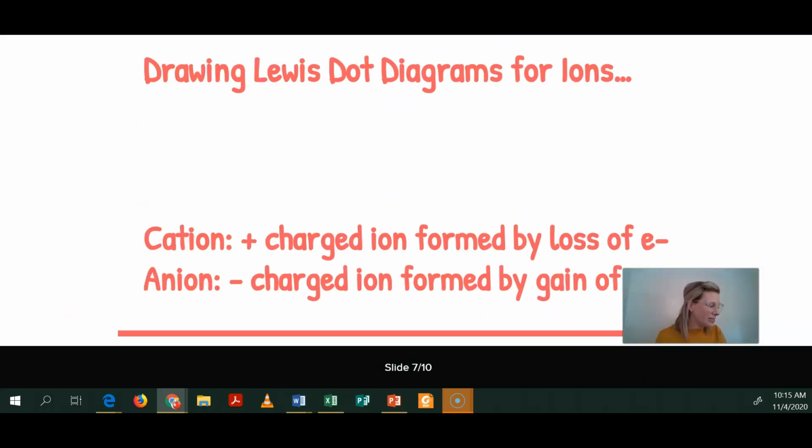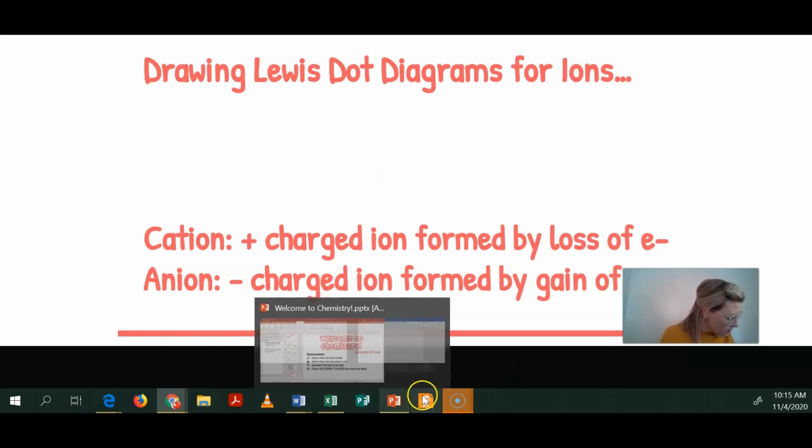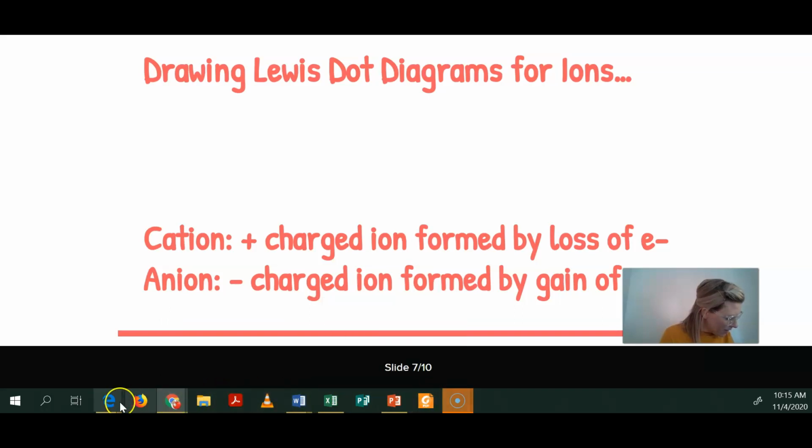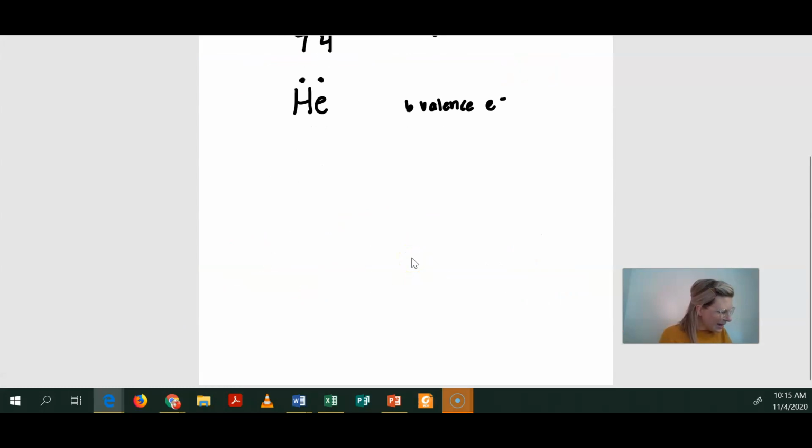Last slide, drawing Lewis dot diagrams for ions. I wanted to take notes on this, and in class I would, but again, I'm going to use that blank PDF that I just created. So give me just one moment and let me find that. Okay, here we go.